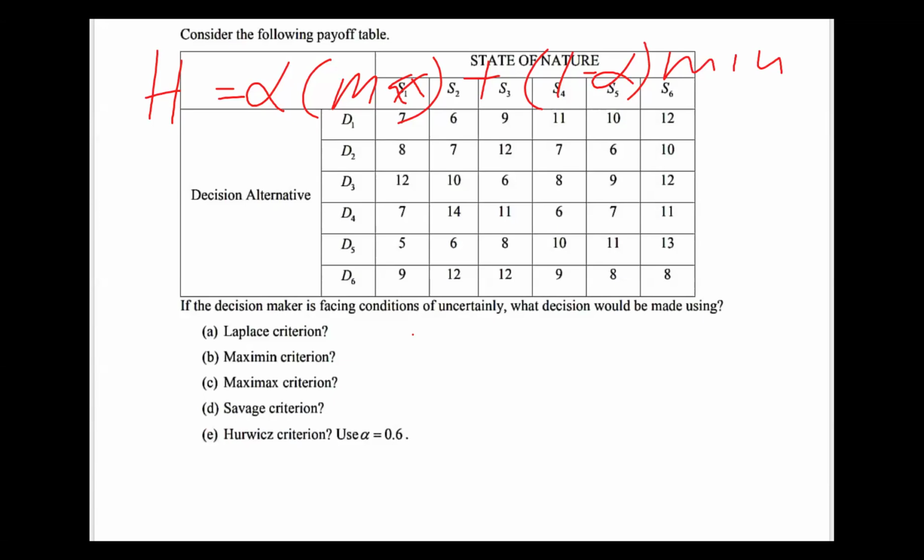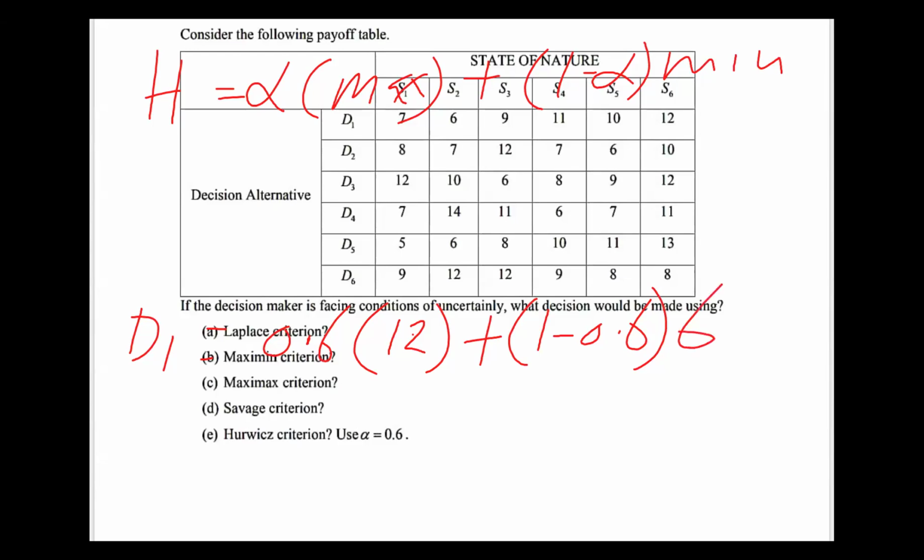Okay, so for each of these decisions, we'll start with, for example, decision number 1. Let's start with decision 1. Alpha is 0.6, times the maximum score, which is what? It is 12, yeah? In decision number 1. Then 1 minus 0.6, times the minimum score, being? 6. There is 6 here.